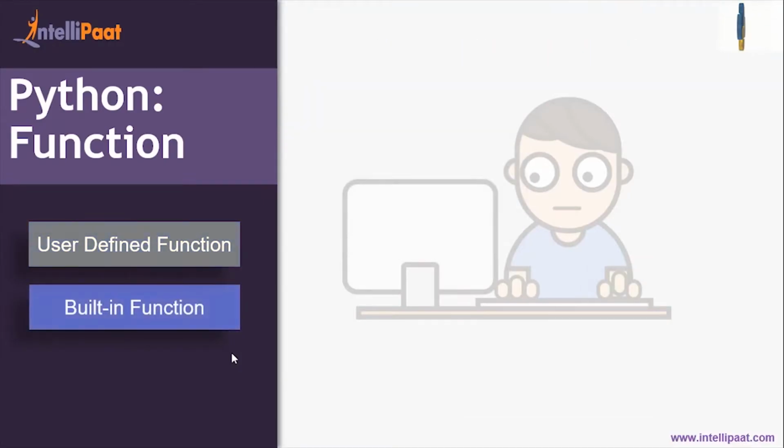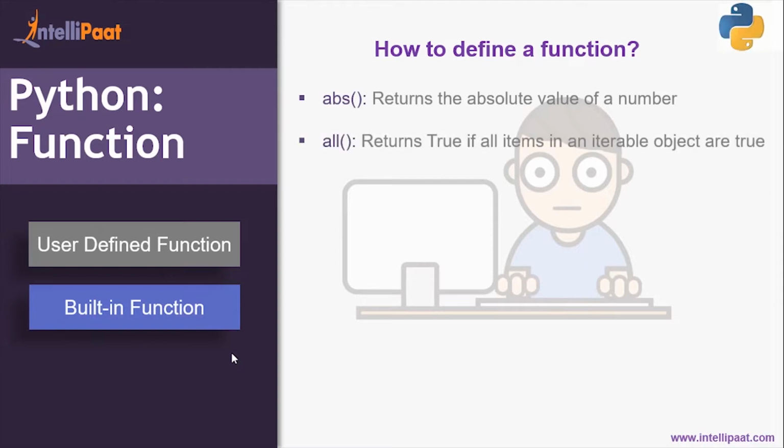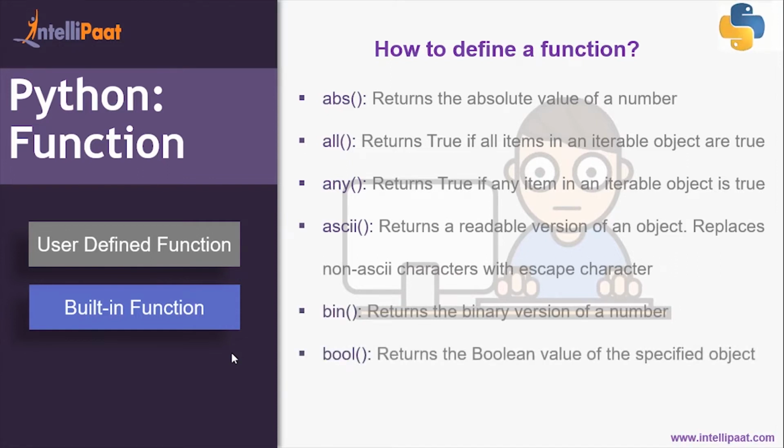Next is the built-in function. These built-in functions are a predefined set of functions in Python. We have the abs function which returns the absolute value of a number. We have the all function which returns true if all items in an iterable object are true. We have the any function, ascii function, bin function, bool function, and many other built-in functions available in Python. If you want more information about it, you can check out the Python official documentation.